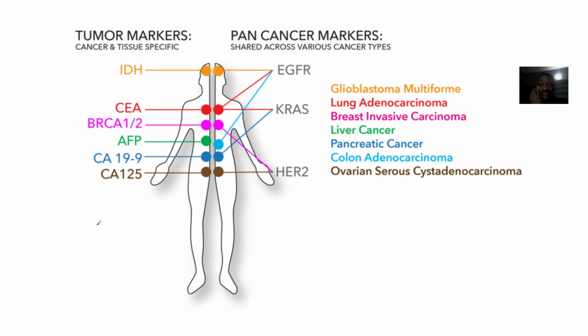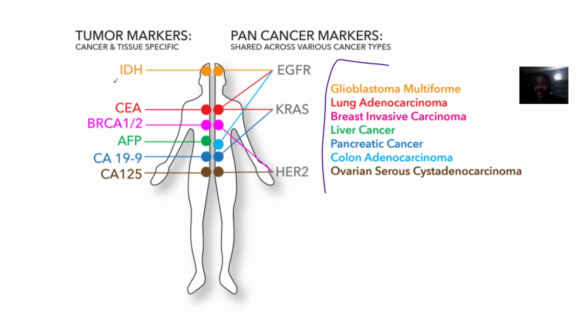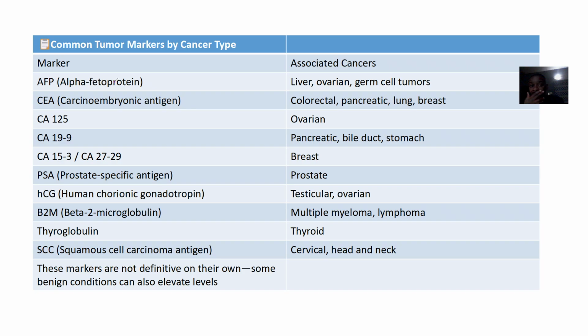So examples of tumor markers, you can see them here, different colors and the keys. Let me see forward. Okay, glioblastoma multiforme, let's just talk about this. So things like alpha-fetoprotein usually rise up in liver cancers, ovarian cancers, germ cell tumors. Things like carcinoembryonic antigen will rise up in colorectal cancers, pancreatic cancers, lung cancers.